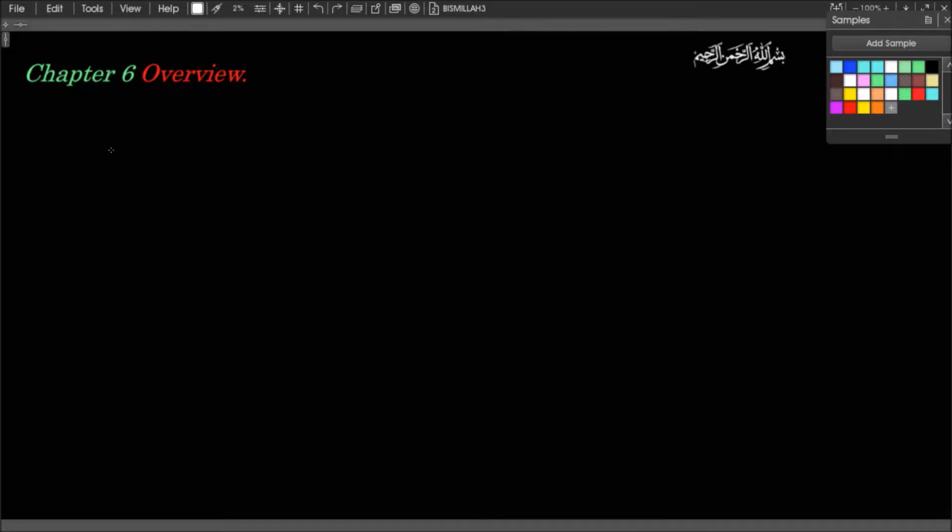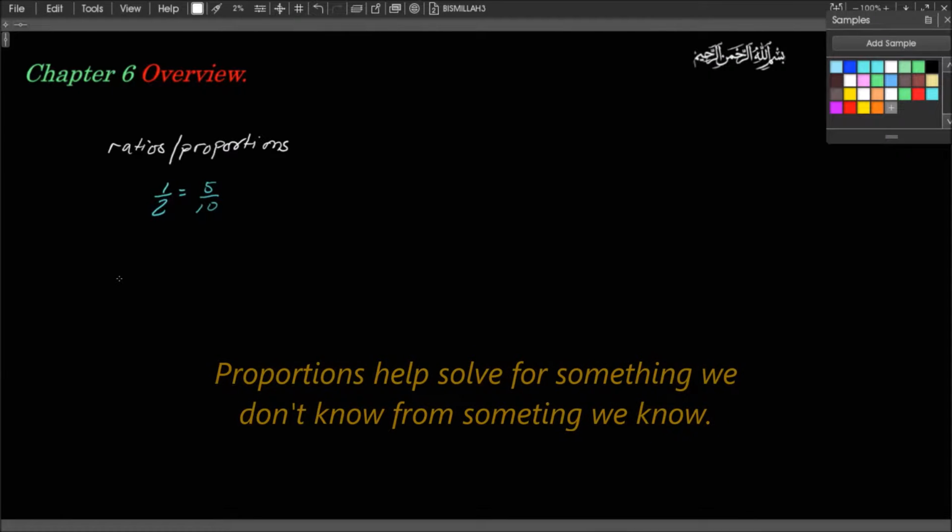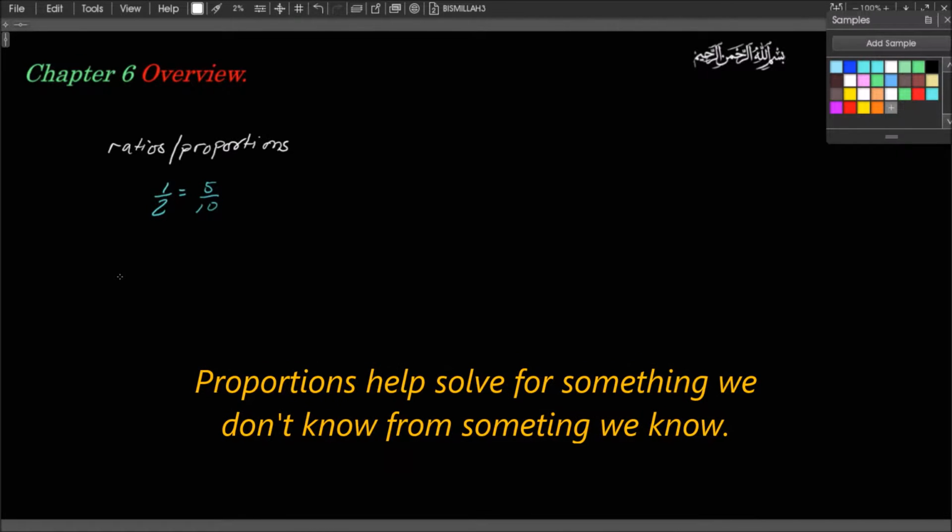We shall begin the chapter by reviewing the concept of ratios or proportions, such as 1/2 being an equivalent ratio, a proportional fraction, to 5/10, because they both express the same thing, half of something. You will see that this chapter is all about ratios and proportions.